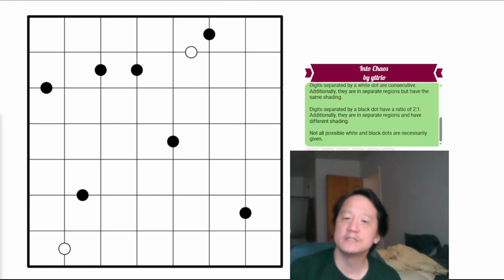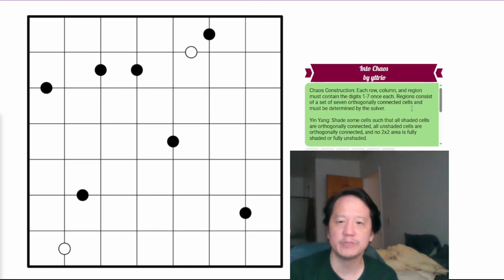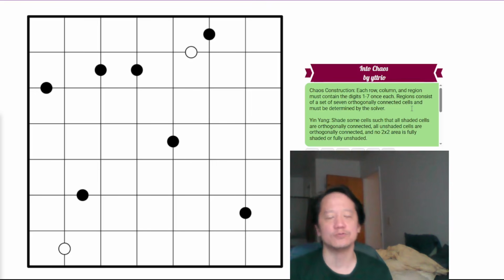And as always, take that easiness with a grain of salt because it's considered easy by the people on the Logic Masters Germany forum, and there's a lot of really smart people there. Today's puzzle is called Into Chaos by Yitrio, and here are the rules.